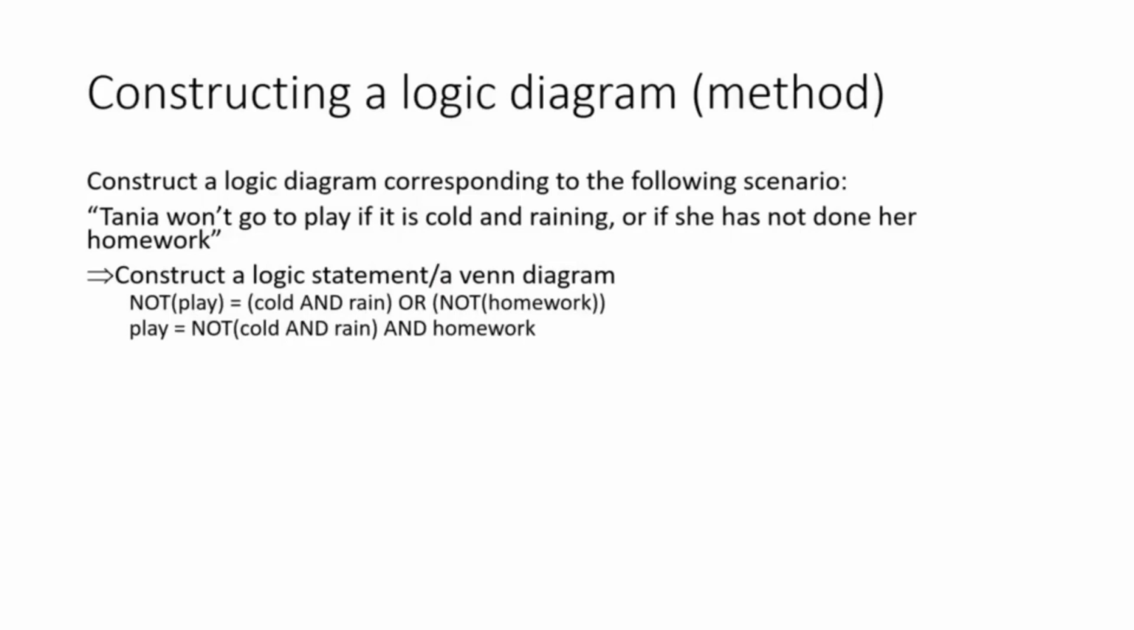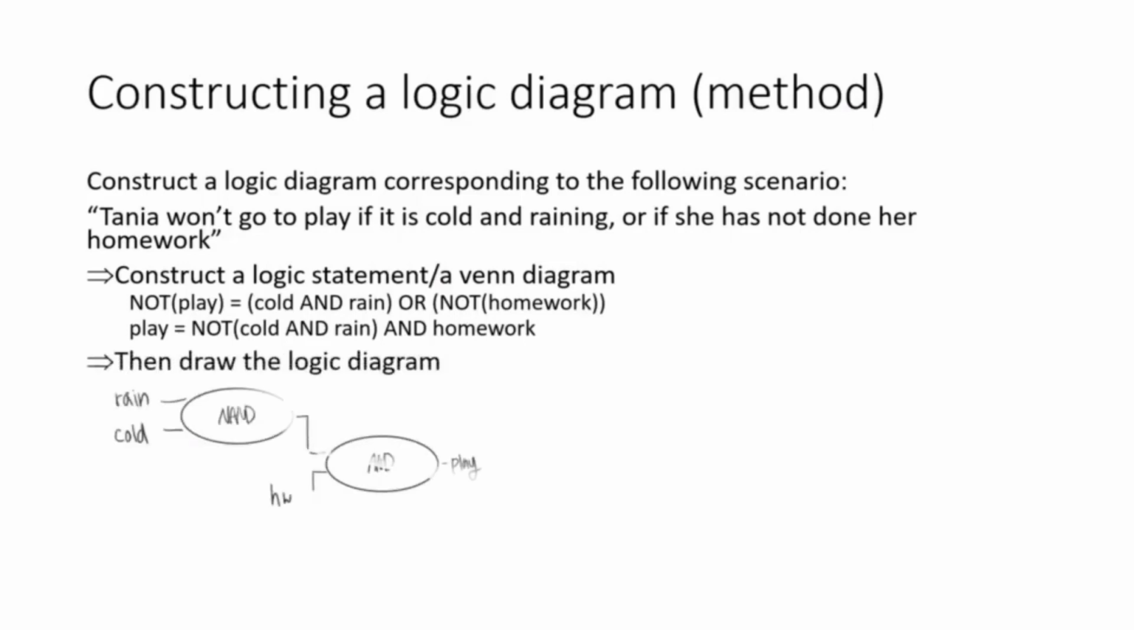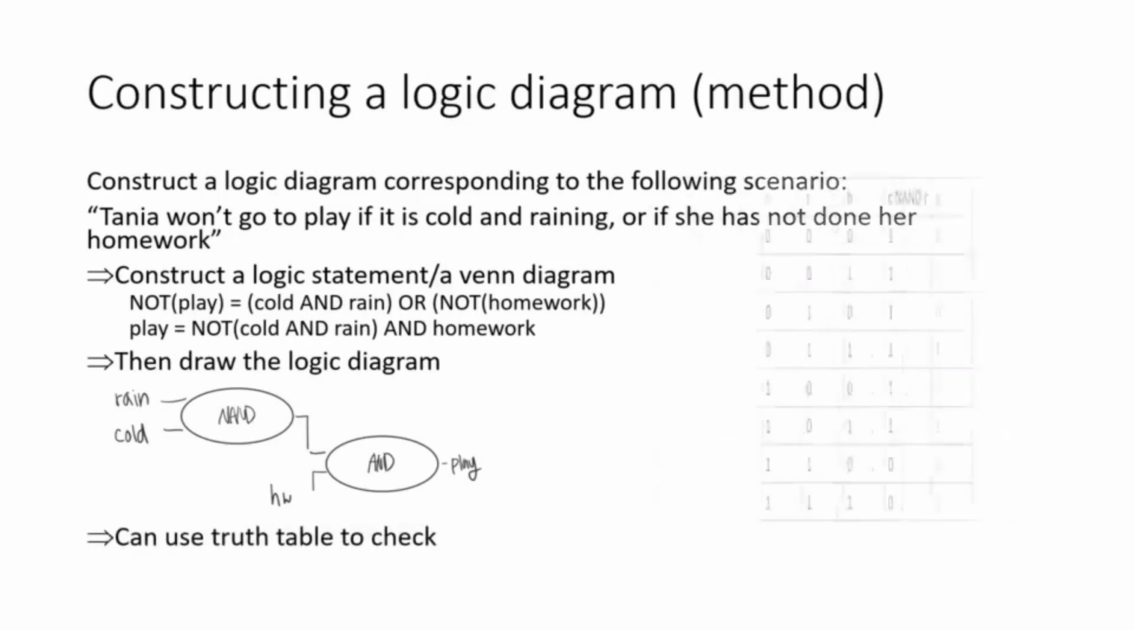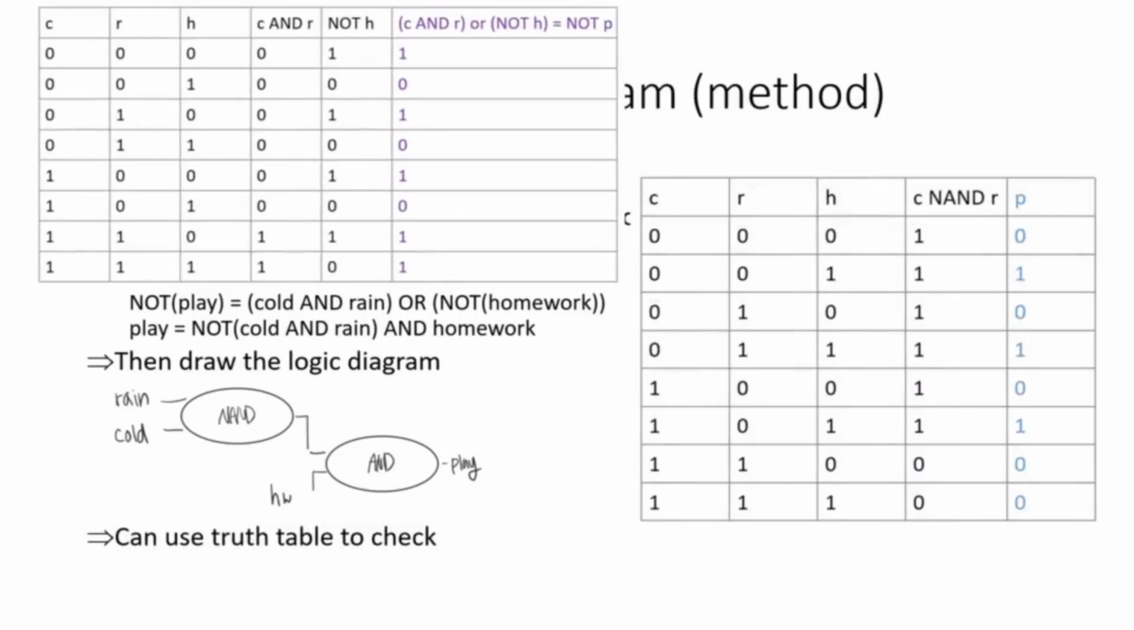So NOT play equals cold AND rain OR NOT homework, which means play is true when NOT (cold AND rain) AND homework. And then we're going to draw a diagram based on this logic statement, and that is essentially how you construct logic diagrams. And then you can use truth tables to check, like the images that are being displayed now.